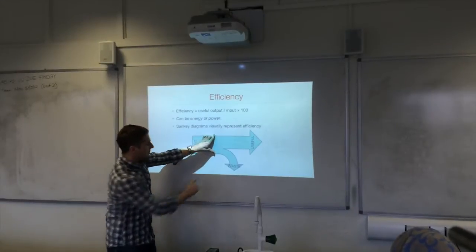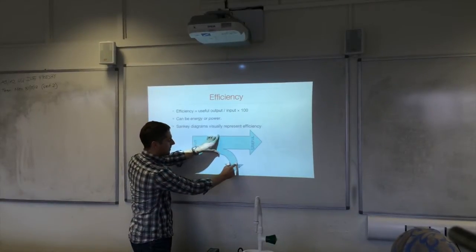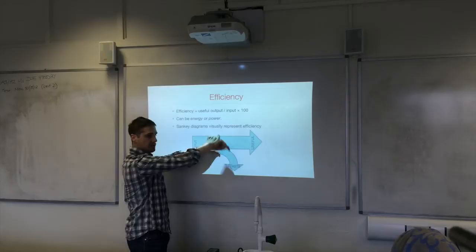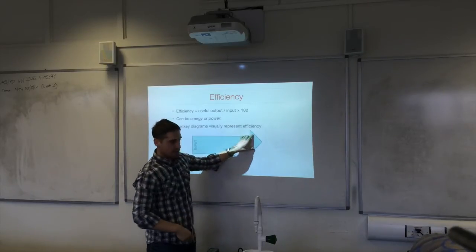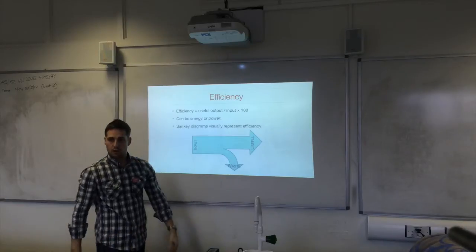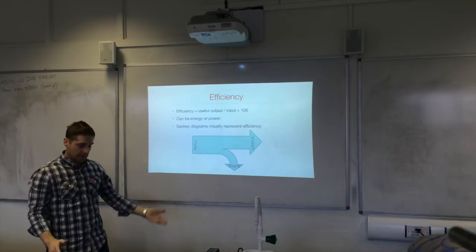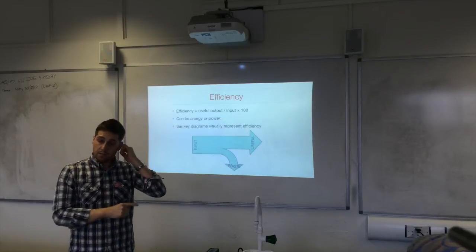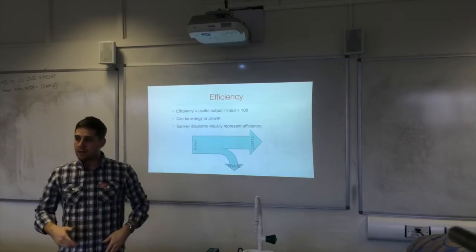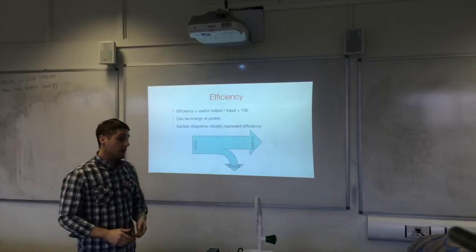That's how much we start off with. Then some of it is diverted down here. That's our waste. Whatever's diverted from going straight across is our waste. And this is what we're left over with, our useful energy. So the Sankey diagram visualises it. Now, that's a very simple Sankey diagram. In reality, you can have much more complex ones.